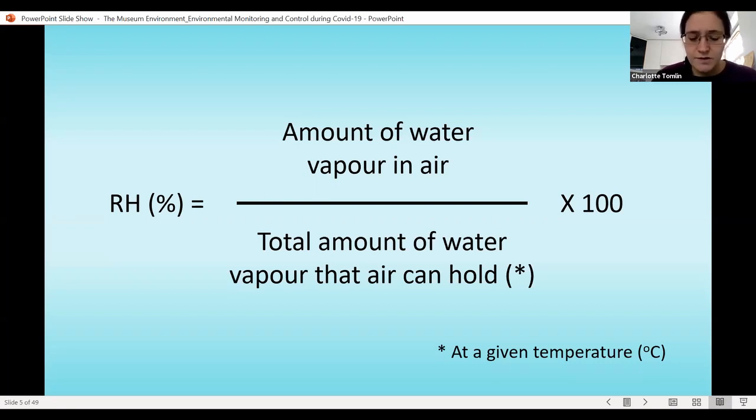The equation also shows the intrinsic link between temperature and relative humidity. The temperature of the air dictates how much water vapour the air can hold. Hot air can hold more water vapour than cold. This means that a change in RH can be initiated through a change in temperature. In general, if temperature increases, then RH will decrease. If temperature decreases, then RH will increase.